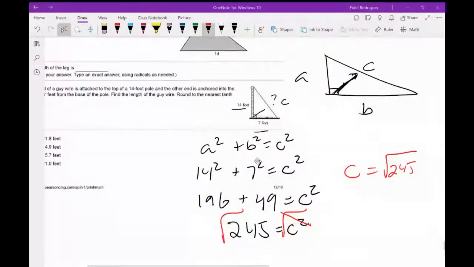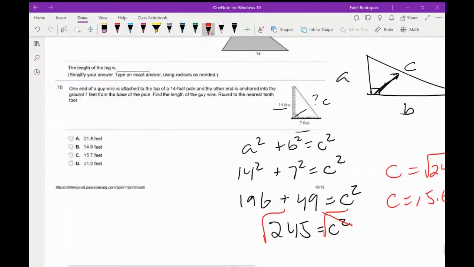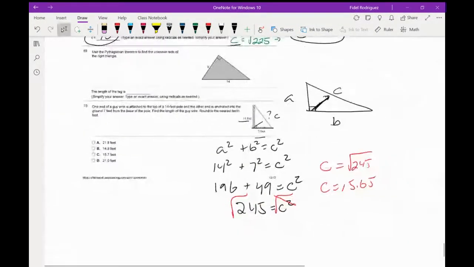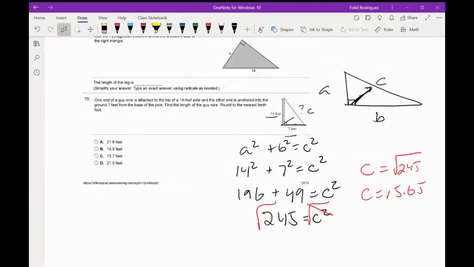Let me come back to my notes, which is right here. We came up with 15.65, so I'm going to write that in here. C equals 15.65. Which one is going to be the answer? It says round to the nearest tenth. So 15.7 would be my answer, right?